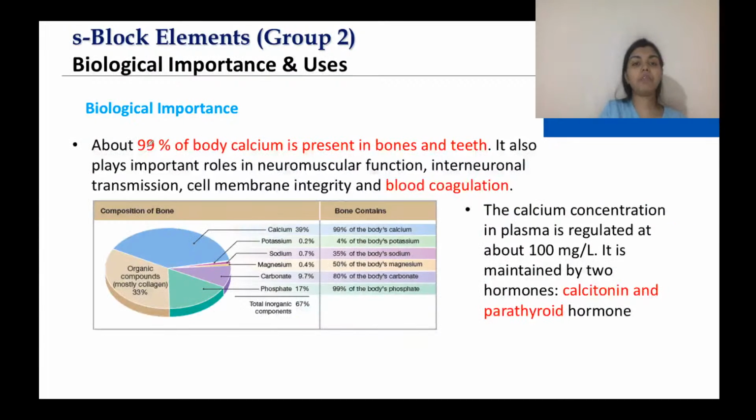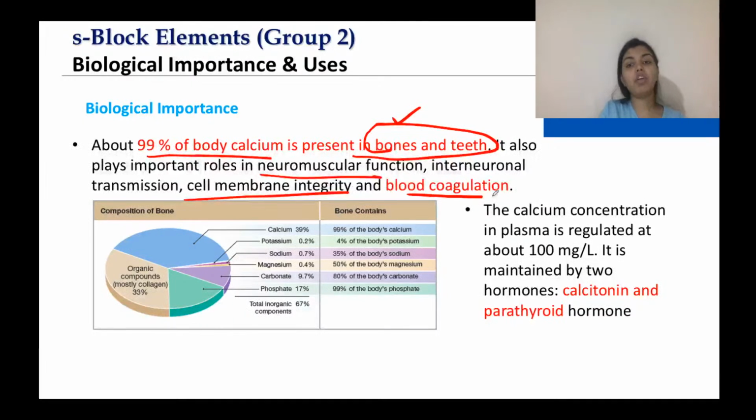Now next is calcium. 99% of body calcium is present in bones and teeth. It is also used for neuromuscular function, cell membrane integrity and blood coagulation. This is important: calcium plays an important function in blood coagulation. When we have a wound on our body, to stop bleeding, our platelets, or you can say coagulation of blood, happens automatically by our body. Some function of it is also done by calcium.